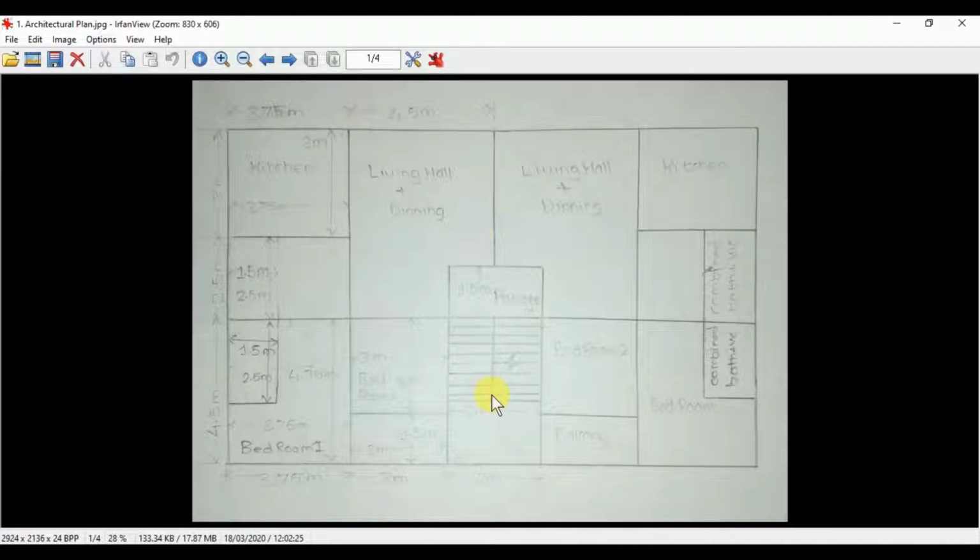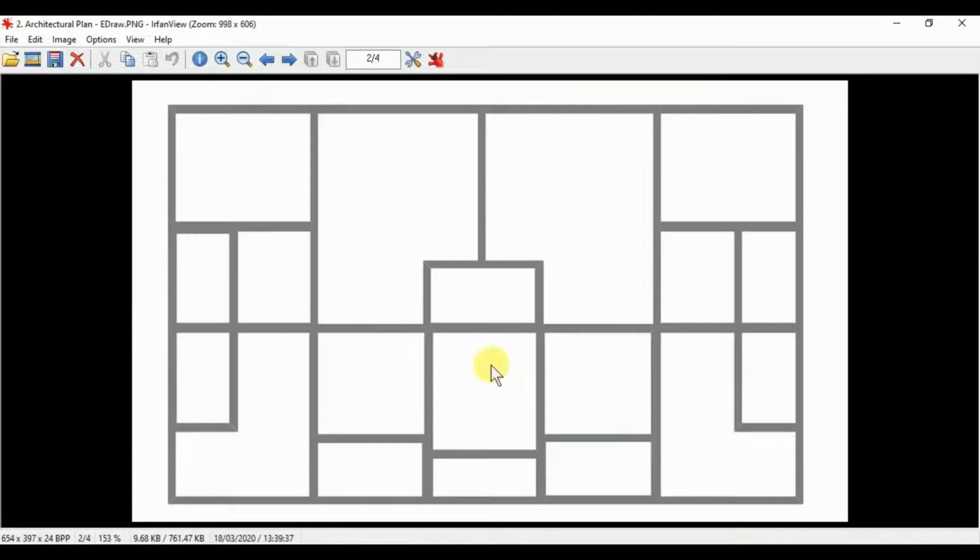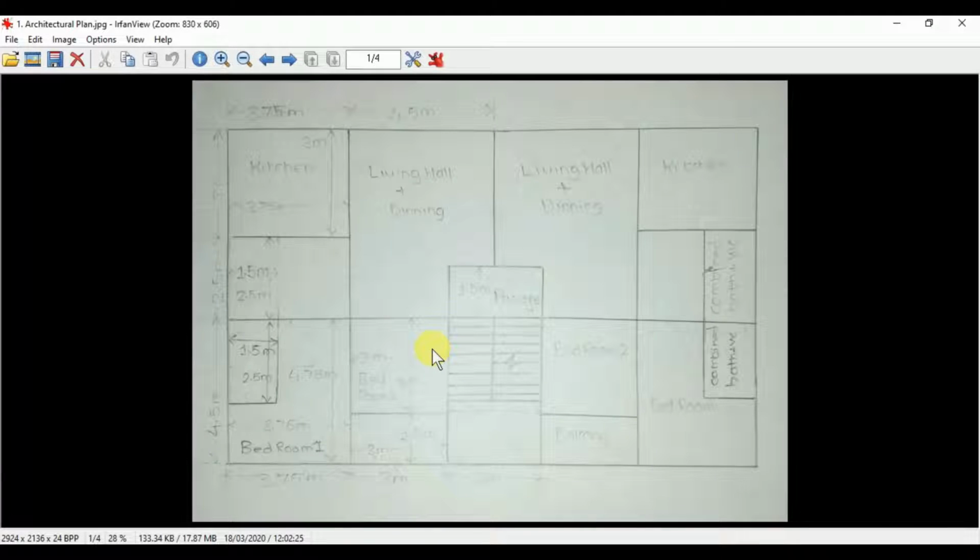So if we lay out this plan, then it will somehow look like this. But we need to convert our architectural plan into the floor framing plan. We need to define the section sizes as per IS 456-2000 and IS 13920-2016 by respective codal provisions. So first of all, we need to define the positions of the beams, columns and slabs.